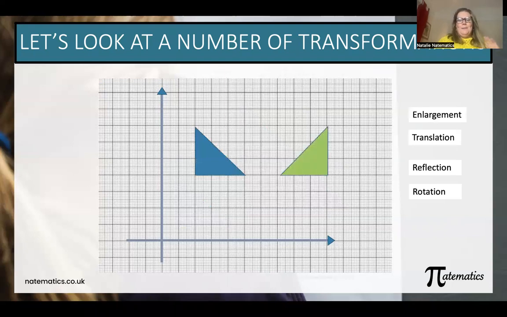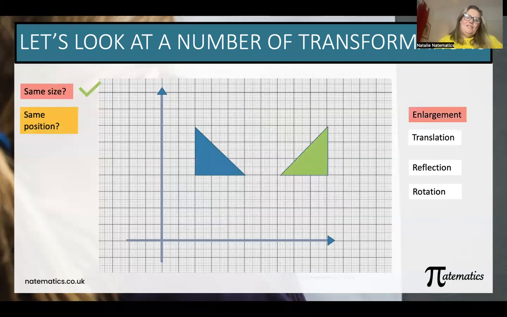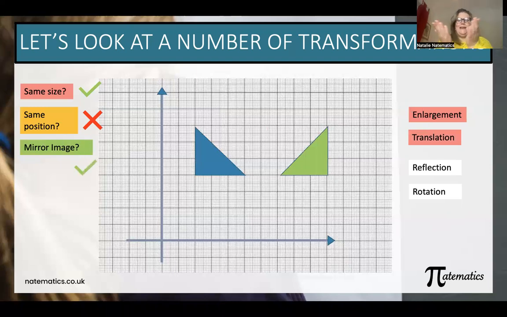And look at that one then. So is it the same size? Yeah. So we know it's not enlargement. Is it in the same position? No, so we've not just physically moved around the screen. Is it a mirror image then? Yes. So again, it's that sort of imagined piece of paper folded together. Right, so where is the line of reflection?